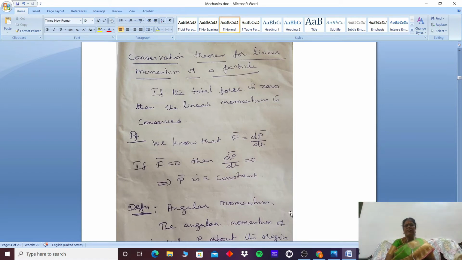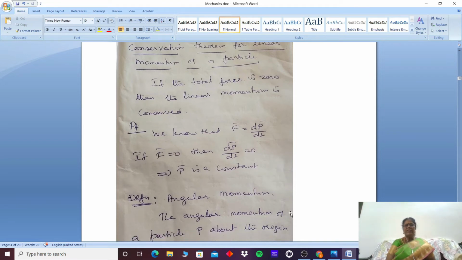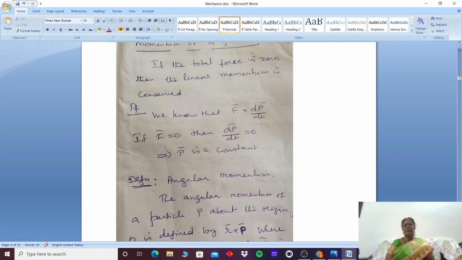Then what is the force F? F is equal to dp by dt. So F is equal to 0 implies dp by dt is equal to 0. That implies this p is a constant. That is nothing but the linear momentum is a constant. So we say that if the total force is 0, then the linear momentum is conserved.